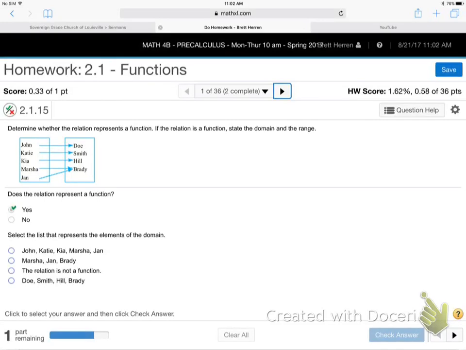All right, so we're talking about functions. 2.1 is about functions. We're supposed to finish this today. Hopefully we can. So functions. A function is just a relationship.